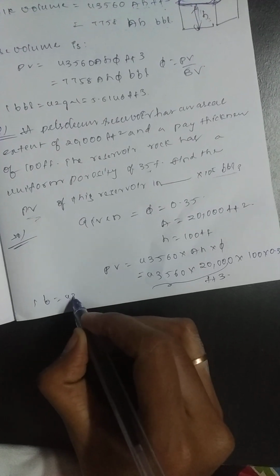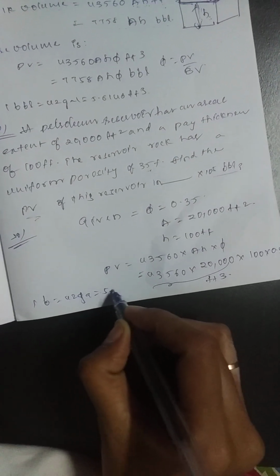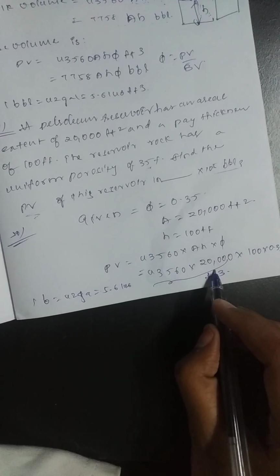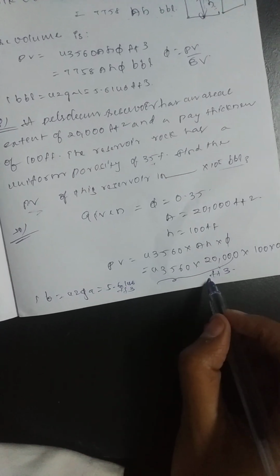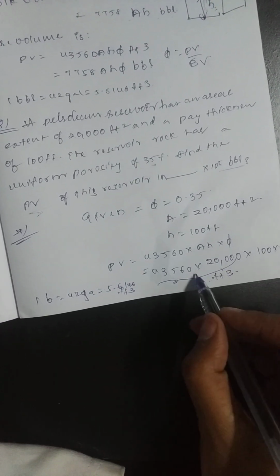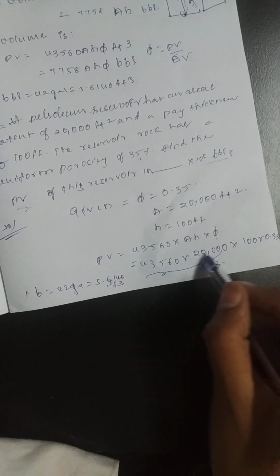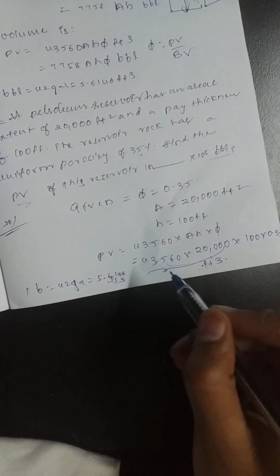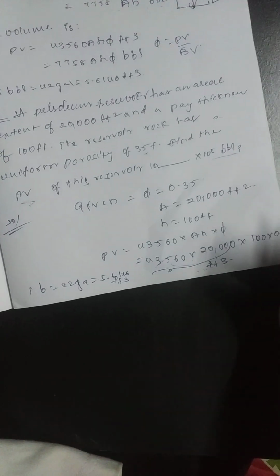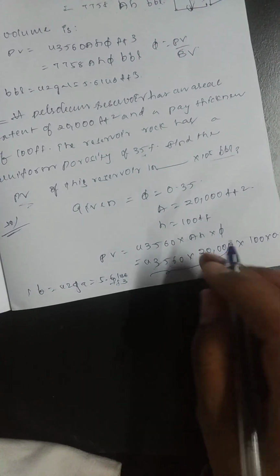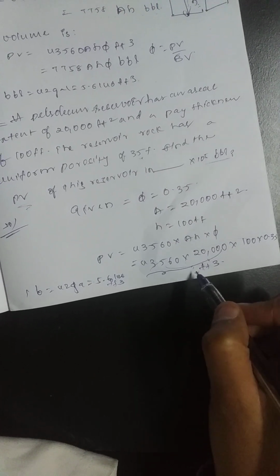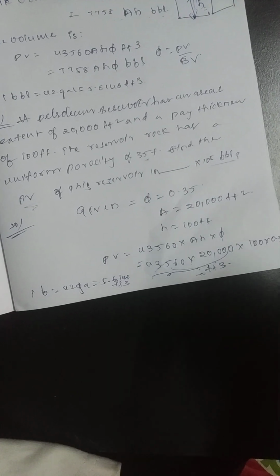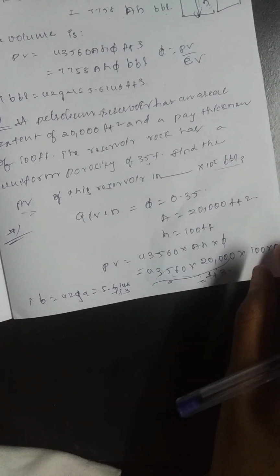So we know the conversion, right? 1 barrel is equal to 42 gallon is equal to 5.6146 feet cube. We will get this answer in feet cube, so simply divide whatever answer we get by 5.6146 feet cube, and we'll get it in barrel. In case you want it in gallon, just multiply it by 42 gallon. So this is very simple.